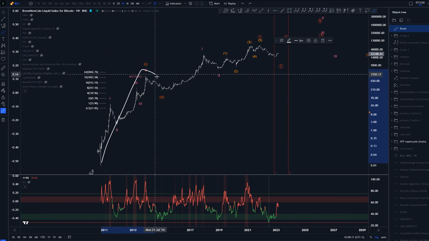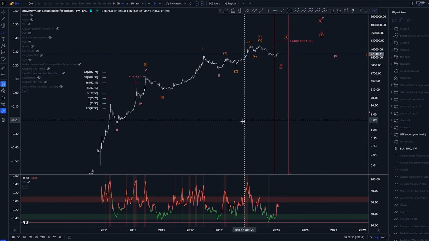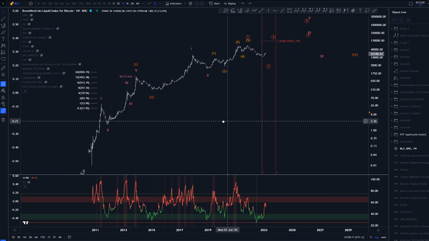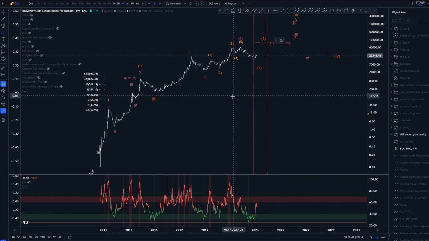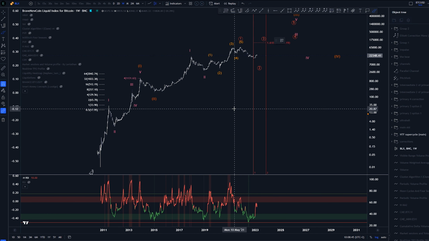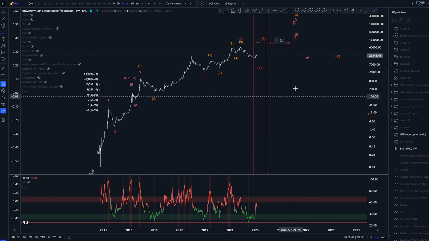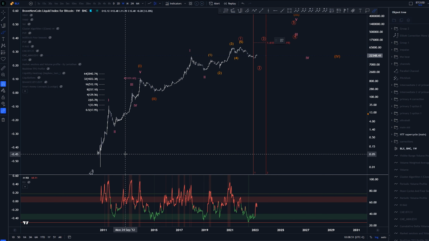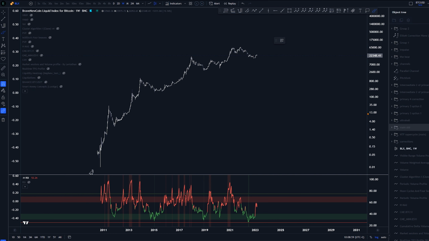So what we have here is a nested pattern of 1-2s. Of course, this can be labeled multiple different ways. I don't blame anyone for having a different macro view. I don't really care about the macro view, to be honest. Why? Because I don't trade the macro view. I create the charts so I can trade them. If this is just for my overall higher time frame bias, I'm very bullish on Bitcoin on a very long time frame. Again, very bullish.